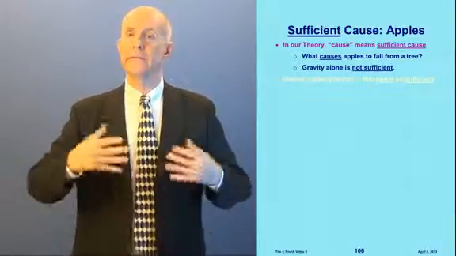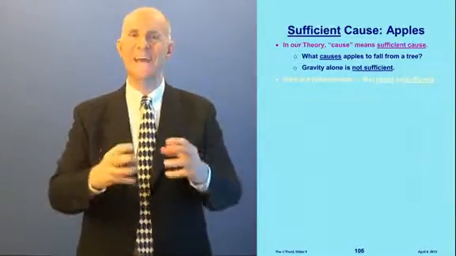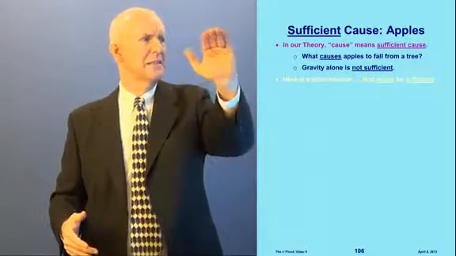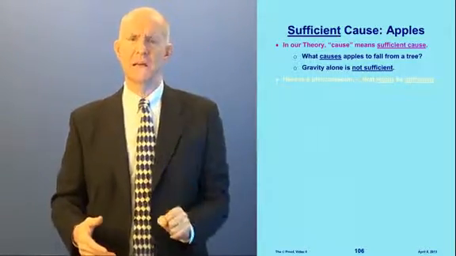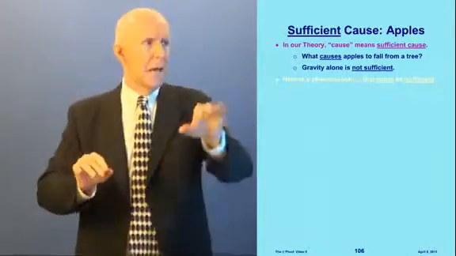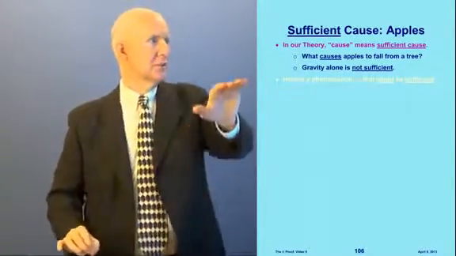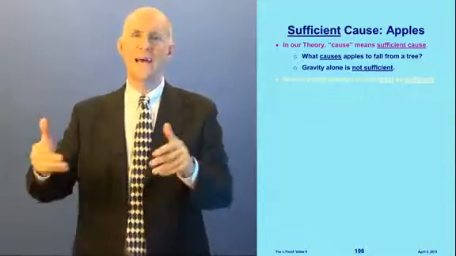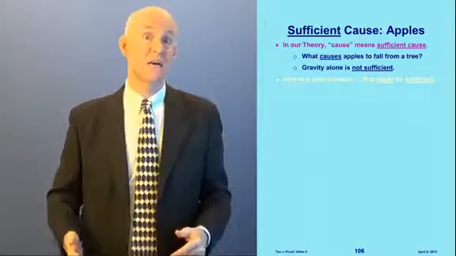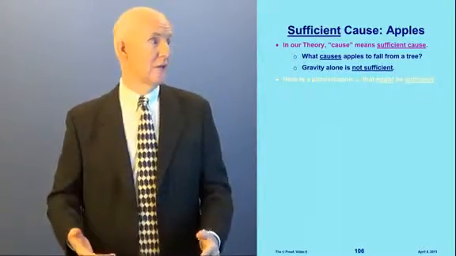All right, now, let's get less loose. Let's tighten up what we mean by causation now. And that is, it has to be a sufficient cause. And we're going to give an example of the apples coming off of the tree. In our theory, cause means sufficient cause. What causes the apples to fall from a tree? Well, gravity alone is not enough to explain why apples fall off of a tree.